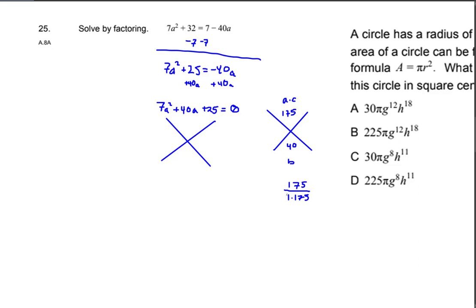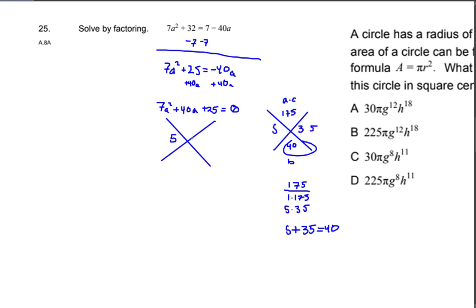We have 5 and 35, and actually that looks like it's going to work for me, because 5 times 35 gives me 175. So 5 times 35 gives me the 175 that I'm looking for, and if I add 5 plus 35, I get 40. So that's the one I need. I need 5 and I need 35.